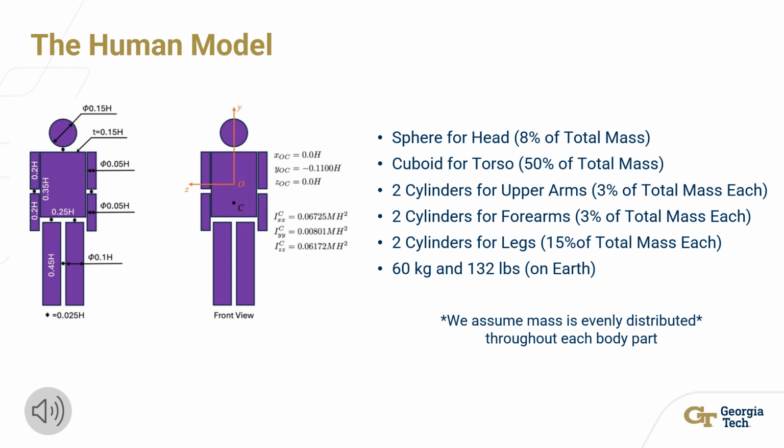Our human model for this project was comprised of a series of rigid bodies, the first being a sphere for the head, which accounted for 8% of the total mass, a cuboid for the torso, which comprised 50% of the total mass, 2 cylinders for the upper arms, which were 3% of the total mass each, 2 cylinders for the forearms, which comprised 3% of the total mass each, 2 cylinders for the legs, which comprised 15% of the total mass each, and our human model as a whole was 60 kilograms in mass and 132 pounds on Earth in weight. We assume the mass is evenly distributed throughout each body part here for our project.